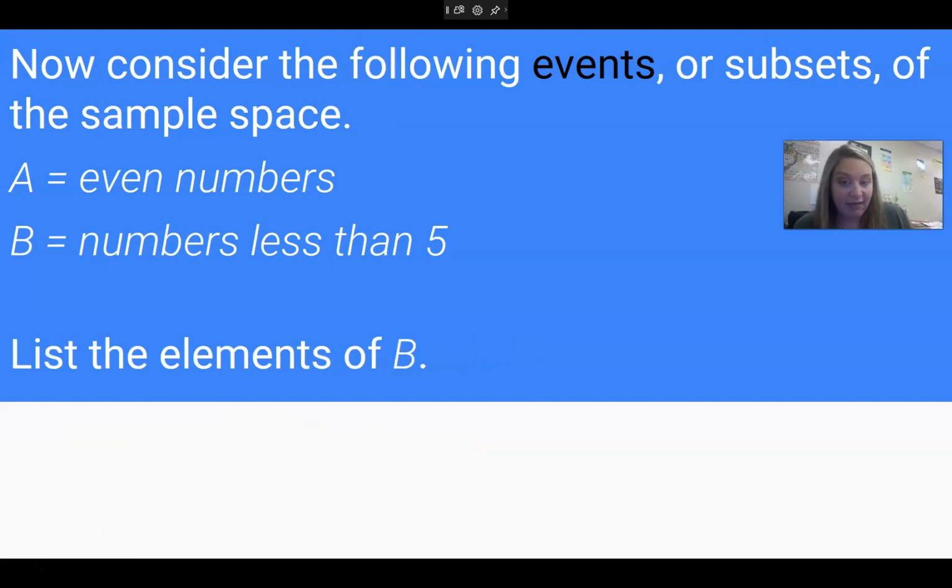Next, let's list the elements of event B. Event B are numbers that are less than 5. So we're going to list all the values less than 5. Well, that's 1, 2, 3, and 4. Can't include 5 because 5 is not less than 5. 5 is 5. And those are all the elements that are less. Right?